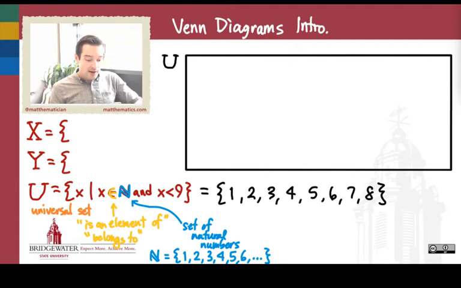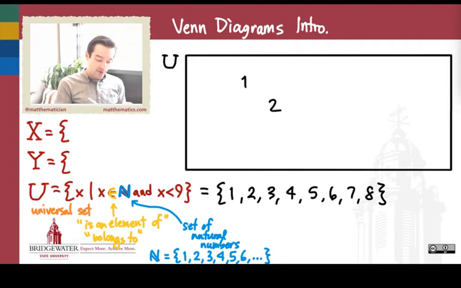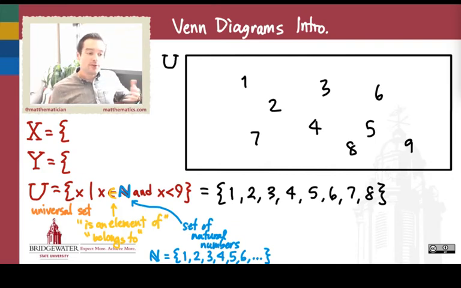So in my Venn diagram, the only elements that I'm going to have inside my universe are the natural numbers 1, 2, 3, 4, 5, 6, 7, 8, and 9. So there's my universe in this example.